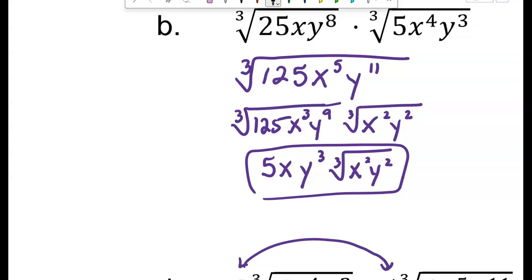How are we feeling now? Are we feeling any better with cubic roots or fourth roots or fifth roots? Are we feeling a little bit better with this? Now, here's the thing that needs to improve.